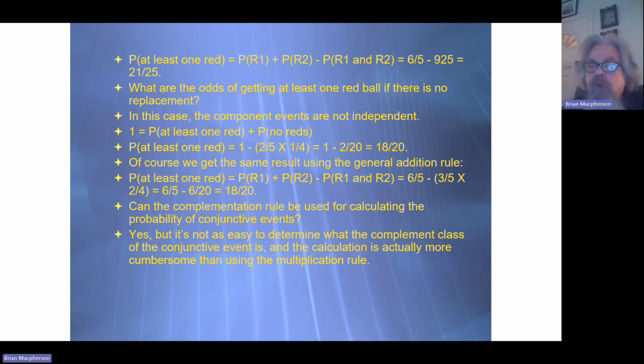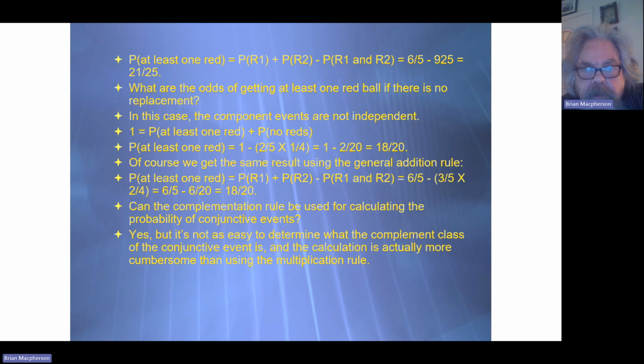So you can use either one, especially when you're calculating the probability of two events. You can use either the complementation rule or you can use the addition rule, right? Either one will give you exactly the same results. Okay. Just a footnote here.